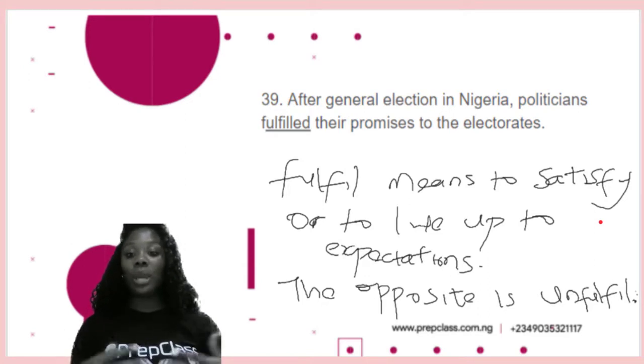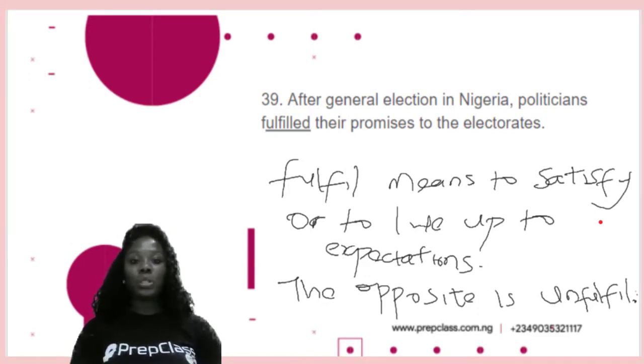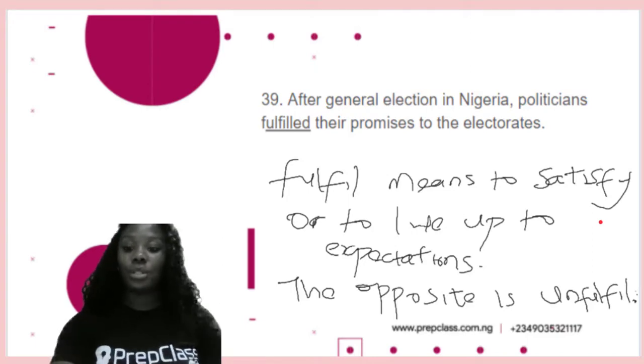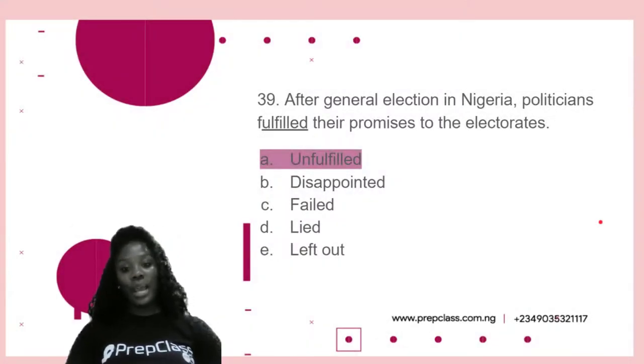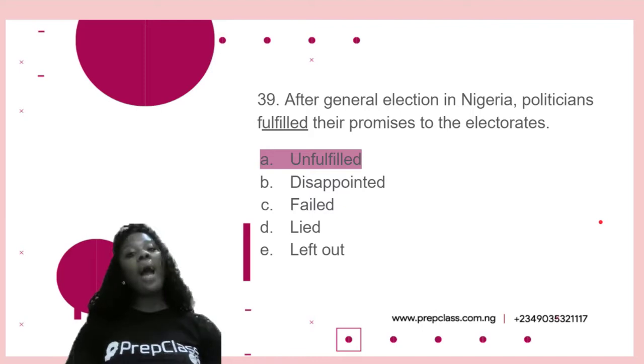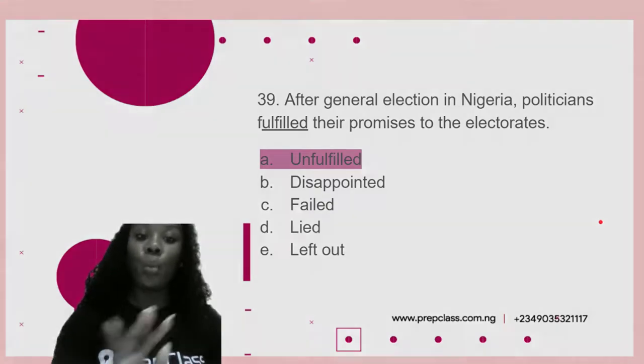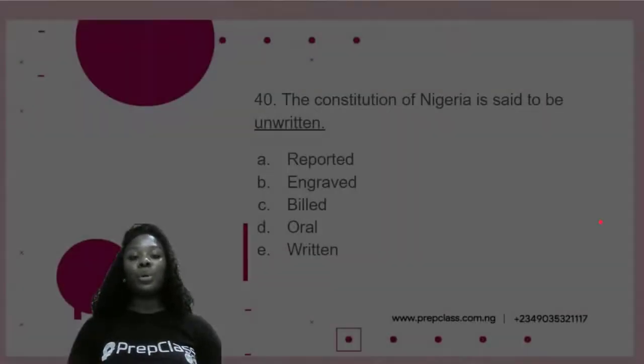That is fulfilled. So what would the opposite be? The opposite would of course mean unfulfilled. So the opposite of fulfilled is unfulfilled. Option A. That is the correct answer. Option A, unfulfilled. There we have it. Boom. Let's move on.